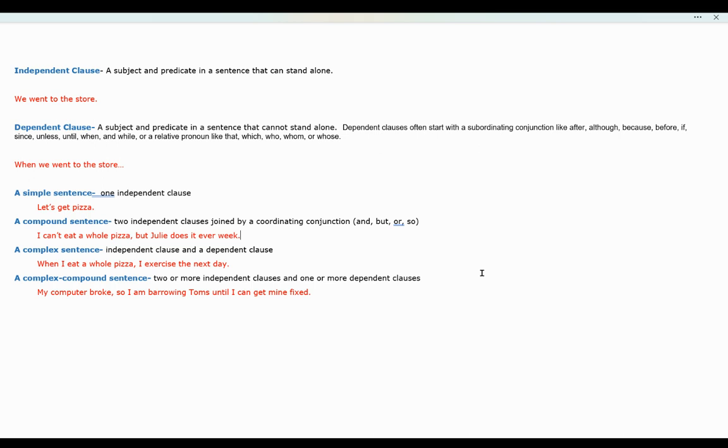So when you start with a dependent clause like "when we go to the store," it depends on the rest of the sentence in order for it to be finished. It can't stand alone. You need to know what happens when you go to the store. When we go to the store, we buy ice cream. So based on understanding an independent and dependent clause, you can now categorize your sentences into these four different terms.